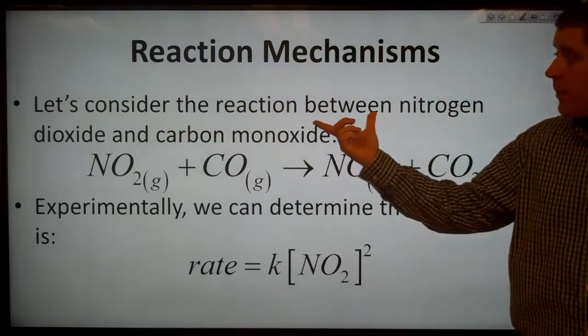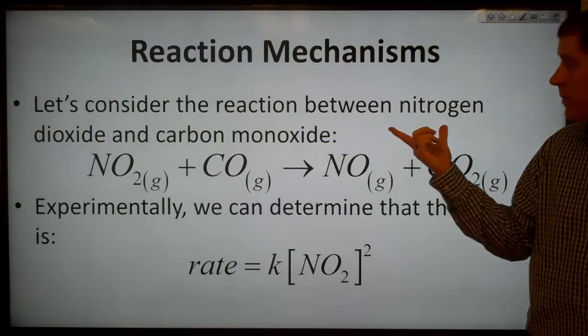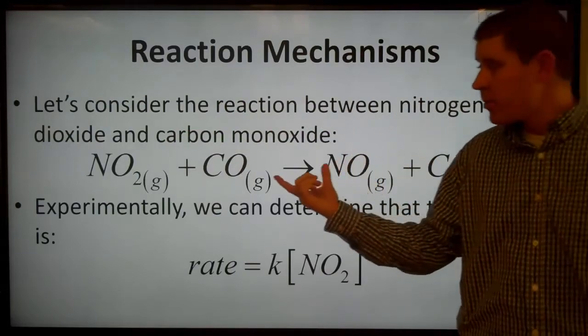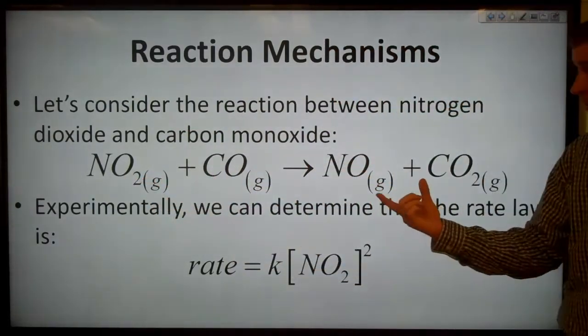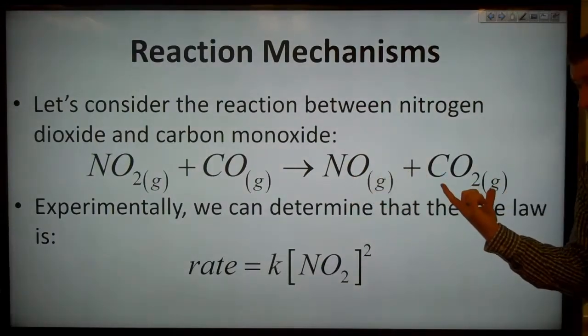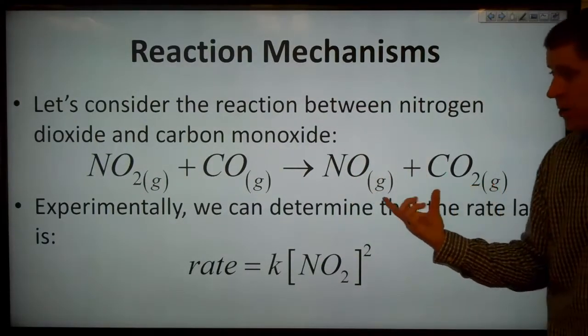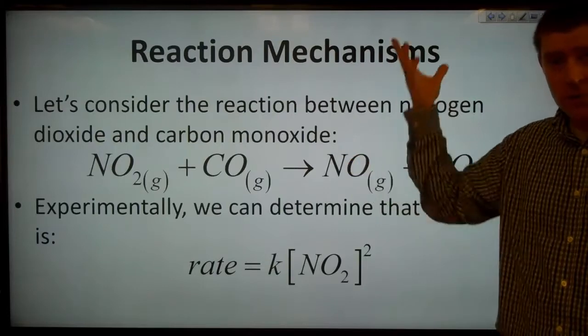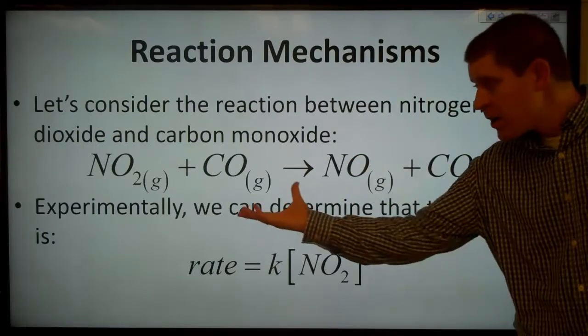So let's consider the reaction between nitrogen dioxide and carbon monoxide. We have NO2 plus CO react to give us NO plus CO2. This is a simpler reaction mechanism than the Calvin cycle is, so let's look at this one instead.